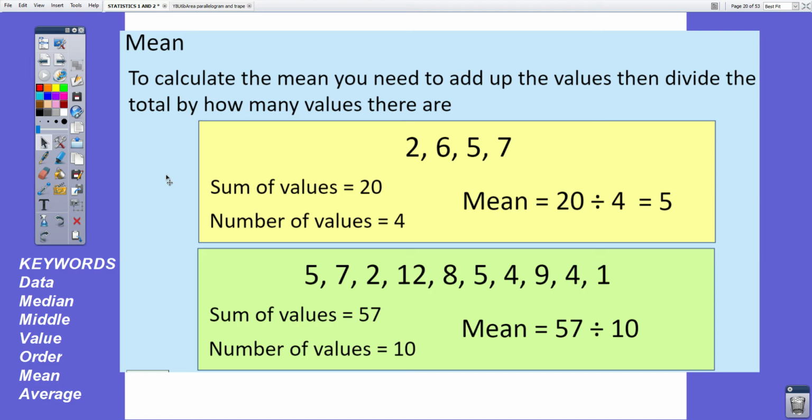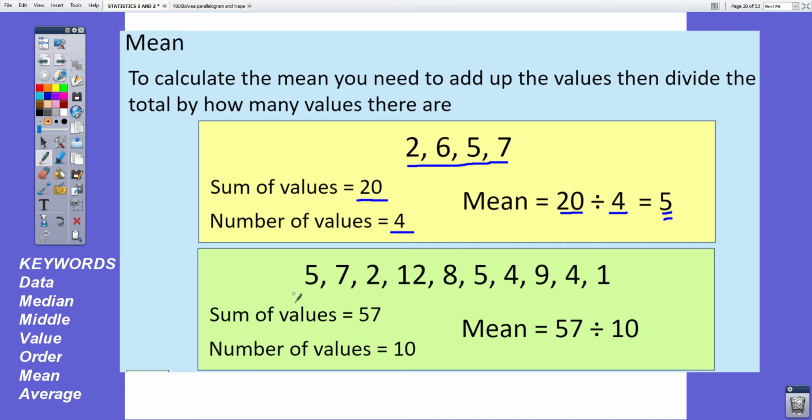There's an example. 2, 6, 5 and 7, 4 data values. If we add those 4 values together, they total 20. 2 add 6 add 5 add 7 is 20. There are 4 data values, and 20 divided by 4 equals 5. The mean of those 4 values is 5.